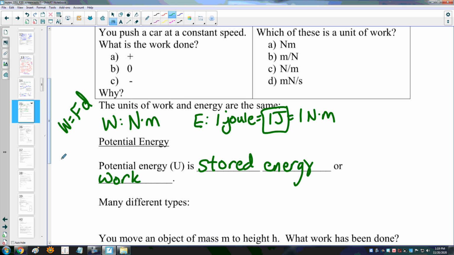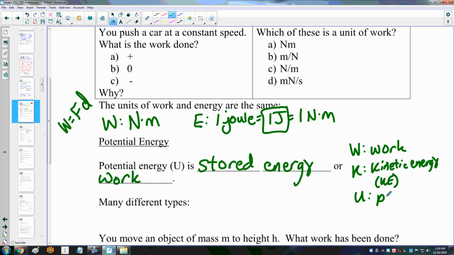Let's just be clear about our variables here, because sometimes students get confused. You've got to keep these straight in your head. Remember, the W is for work, K is for kinetic energy, or if you prefer, you can write it as KE. In fact, in my other class, that's what we use. We use KE. Students tend to think that's easier, but your book uses a K for kinetic energy, and U is the letter for potential energy.